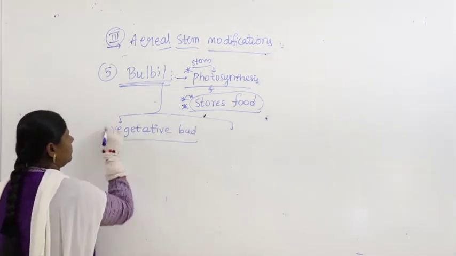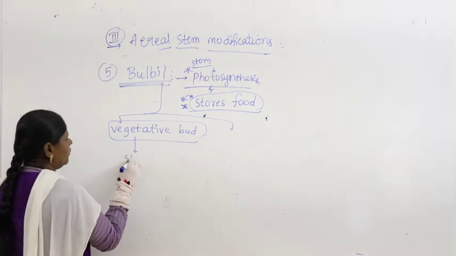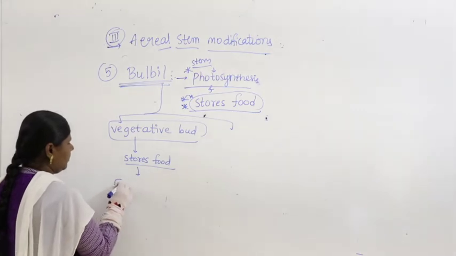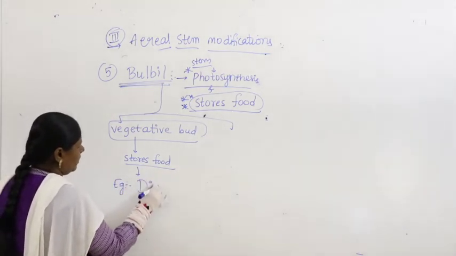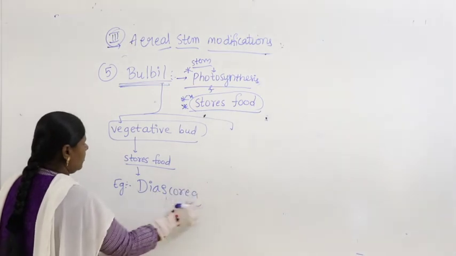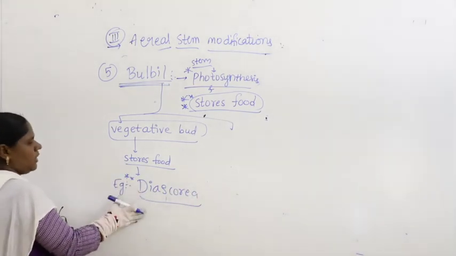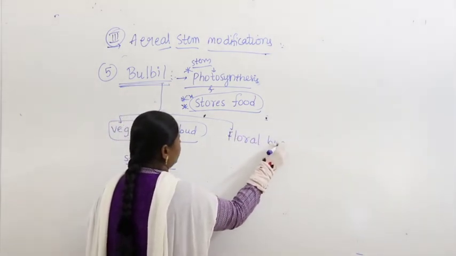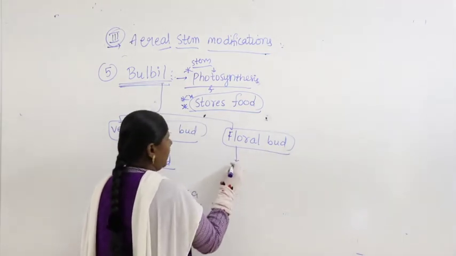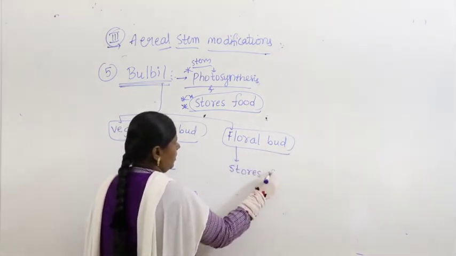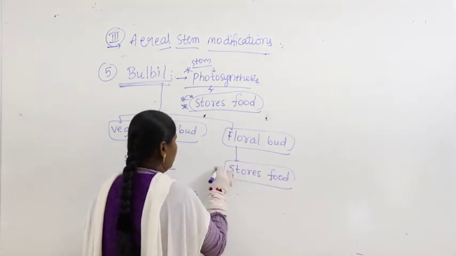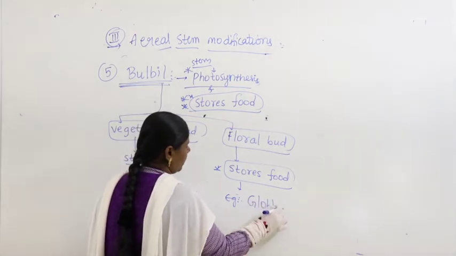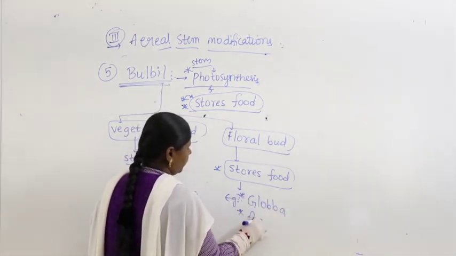In some cases, the vegetative bud stores food. That you find again in Dioscorea, for example. In some members, the floral bud undergoes photosynthesis and stores food. That you find in case of Globba and Agave.